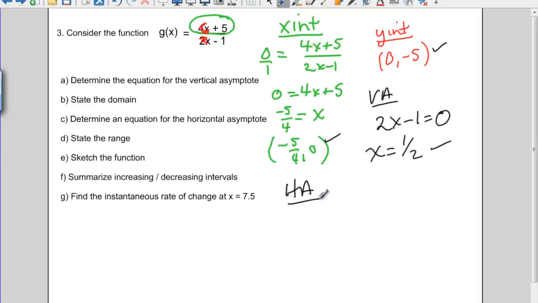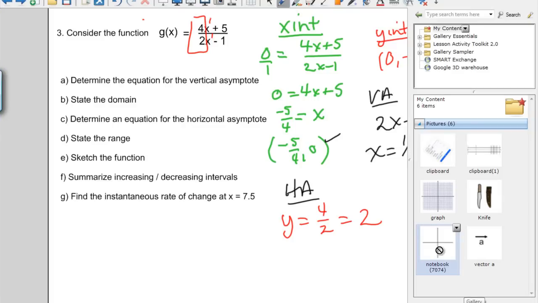And we saw in the last lesson that the horizontal asymptote can be found when, in fact, the exponents are the same by taking the leading coefficients of both and dividing. So the horizontal asymptote in this case is y is equal to 4 over 2, or just simply 2. We can now sketch this graph and have a better idea of what it looks like.